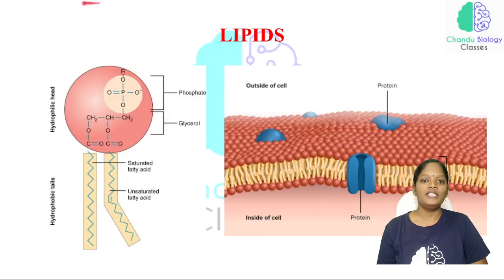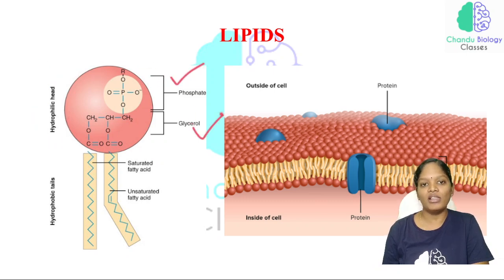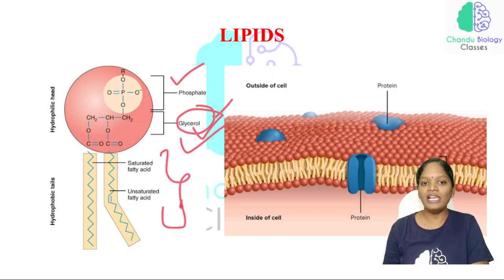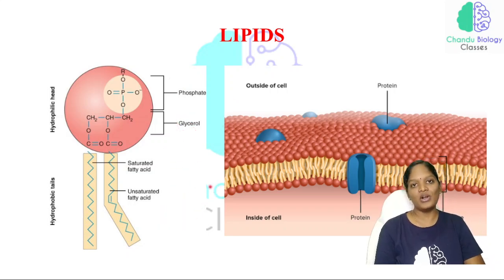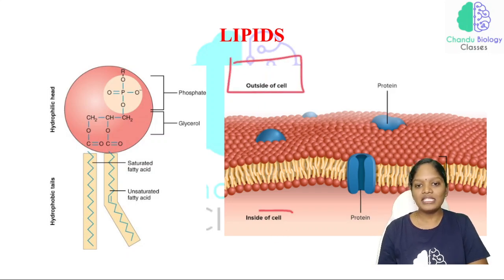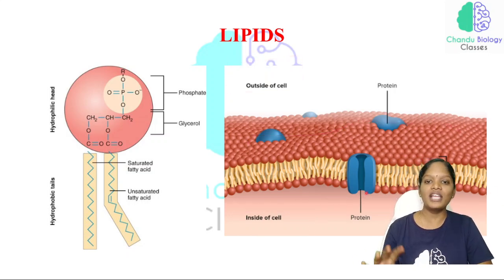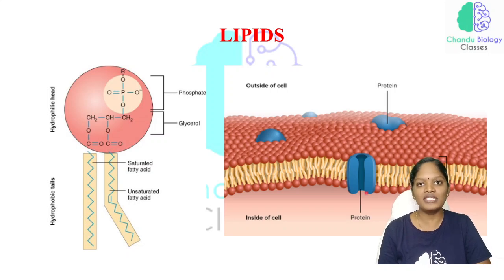Now see here, the hydrophilic head is made up of phosphate plus glycerol. Glycerol is nothing but an alcohol, and this is a fatty acid. Alcohol plus fatty acid together we can call a lipid. This is the outside of the cell, and this is the inner side of the cell, and there is a protein embedded within it. All these explanations regarding the plasma membrane have been discussed in the first class itself.